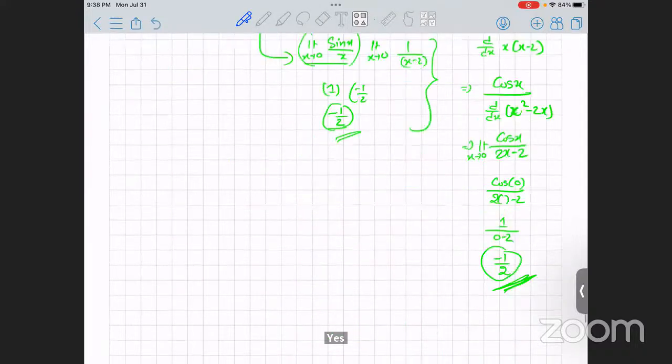And we will just solve some examples on L'Hospital rule. Just wait for 1 minute.